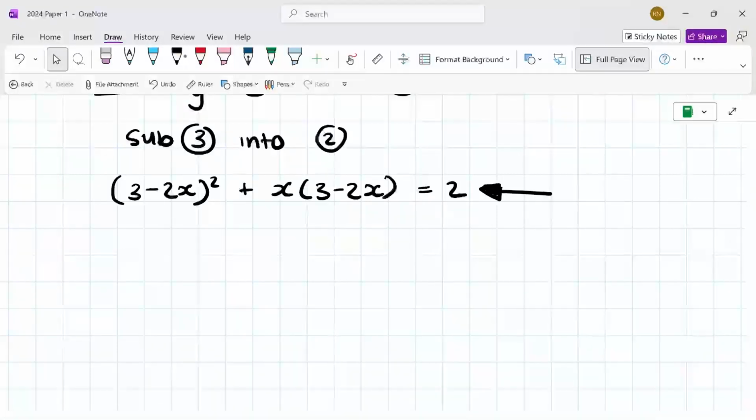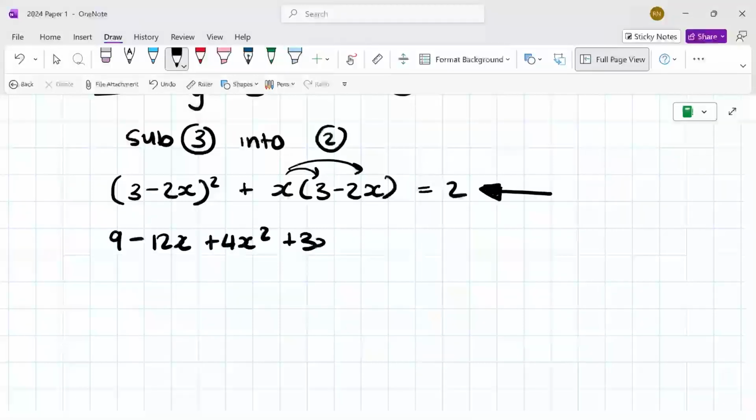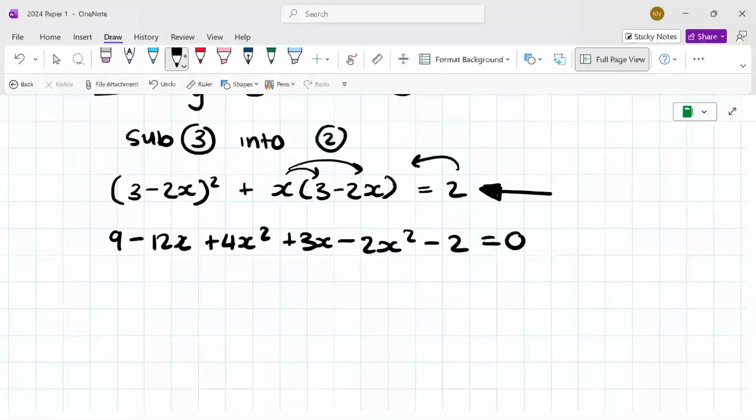So if I expand out this first bracket, I'll get 9 minus 12x plus 4x squared. And then if I multiply in this x, I'm going to get plus 3x minus 2x squared. And I'm going to bring this 2 to the other side, so minus 2 equals 0. Now I've got like terms: this 9 and this minus 2, this 12x and this 3x, and this 4x squared and this minus 2x squared.